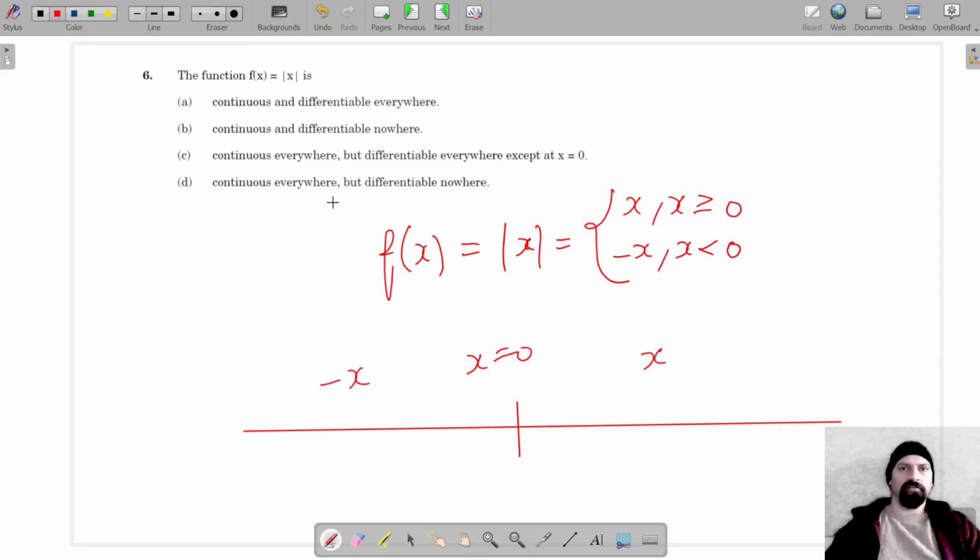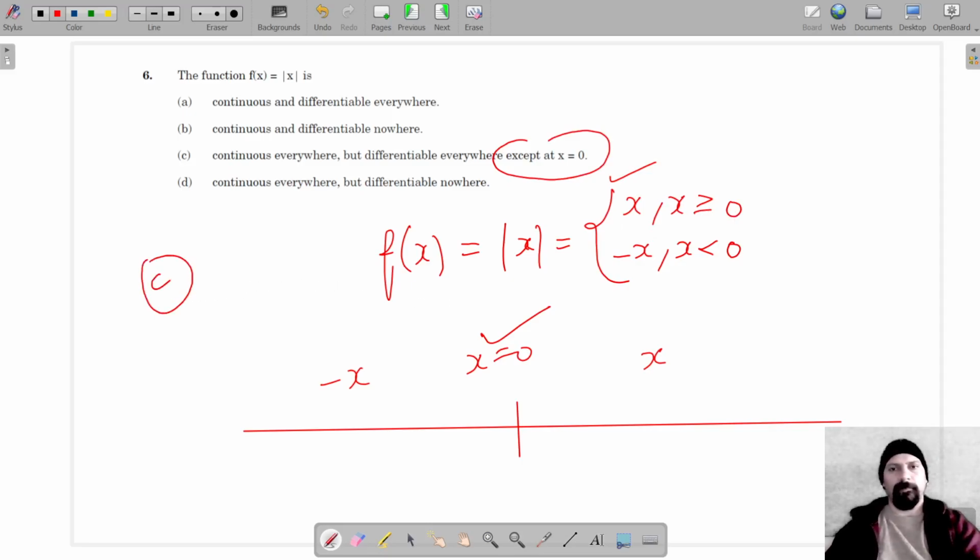So this function is continuous everywhere, because each piece is a polynomial function. It's also differentiable everywhere except when the value is 0. At 0, this is not differentiable, so this is continuous everywhere but differentiable everywhere except at 0. So our option is option C.